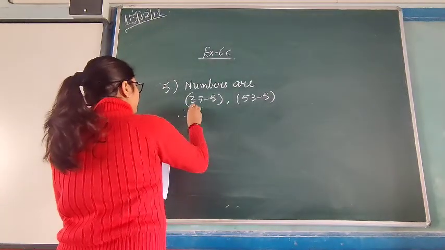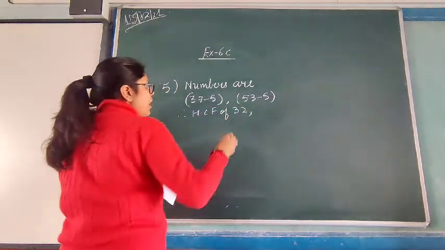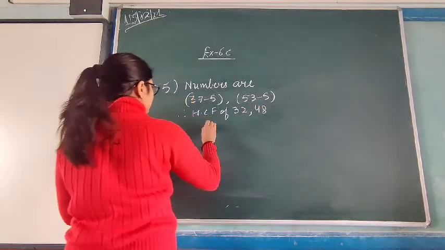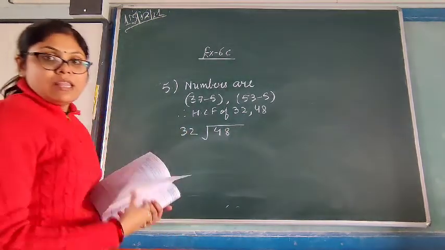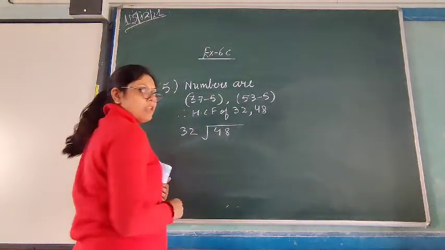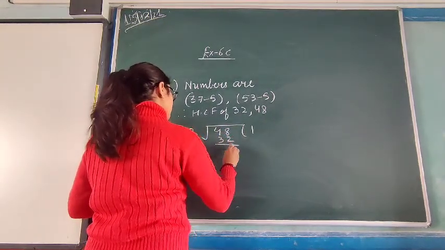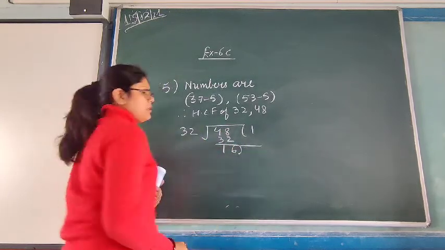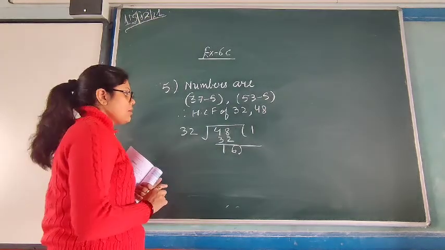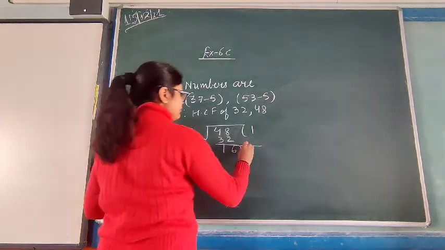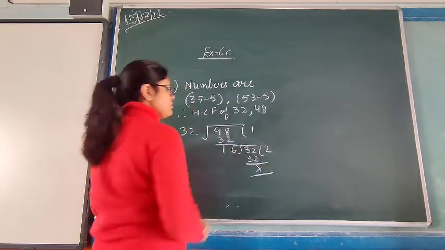So therefore HCF of 32 you will take out and 48. Now how to take out HCF? Again the larger will be dividend and the smaller will be divisor. Now 32 1s are 32. 8 minus 2, 6. 4 minus 3, 1. 16. Because the remainder is still coming, any number is coming. So what you will do? Again the divisor will become dividend. Here 16 and 16 2s are 32. Now you will see the remainder comes 0.